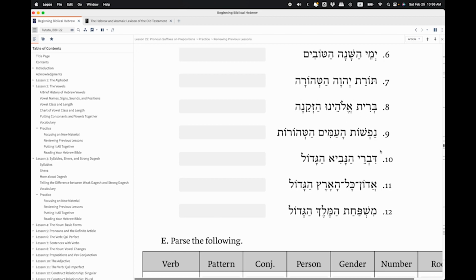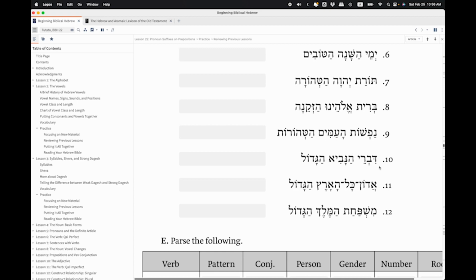Number nine, we have Nafshot, Ha-Amim, Ha-Tehorot. Ha-Tehorot, this is our adjective. It has the article. It has a feminine plural ending. Ha-amim has a masculine plural ending. Nafshot has a feminine plural ending. And so we would translate the pure souls or lives of the peoples. The pure souls of the peoples.